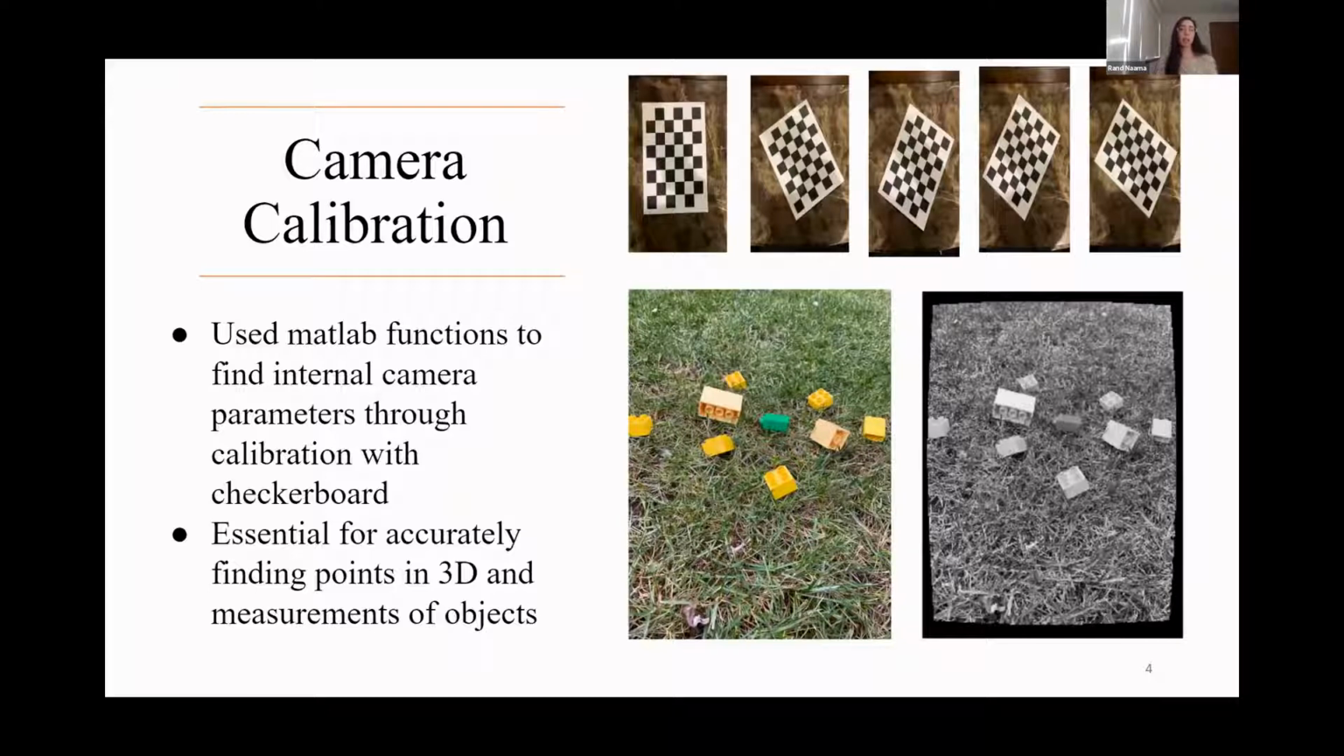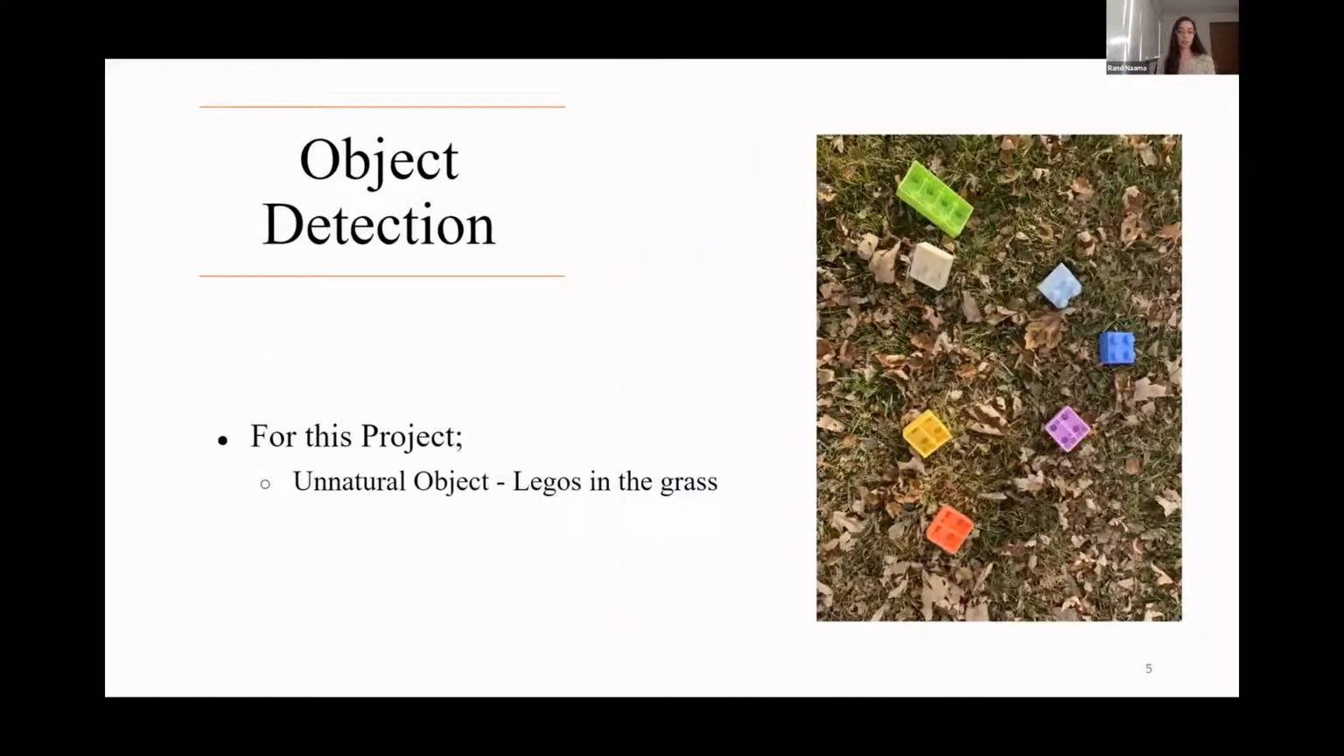All right, for camera calibration, a MATLAB function is used to find the parameters through calibration with a checkerboard, and it's essential for finding the exact points in 3D and measurements of objects. Next slide. Starting with object detection, it's the computer vision that allows us to identify the objects in an image. So we use it to recognize the unnatural objects, which are the Legos in the grass. The image on the right side is the one that we used for our code. And next, I will turn it over to Rachelle to finish up with the object detection.